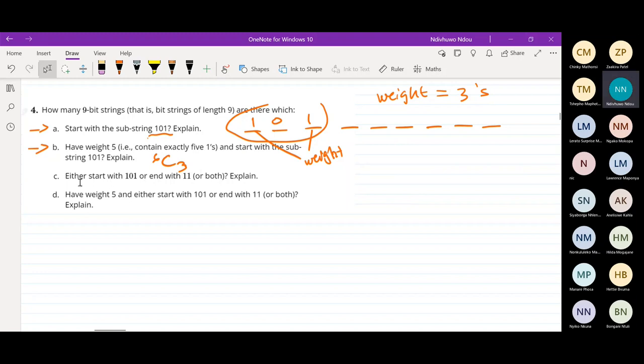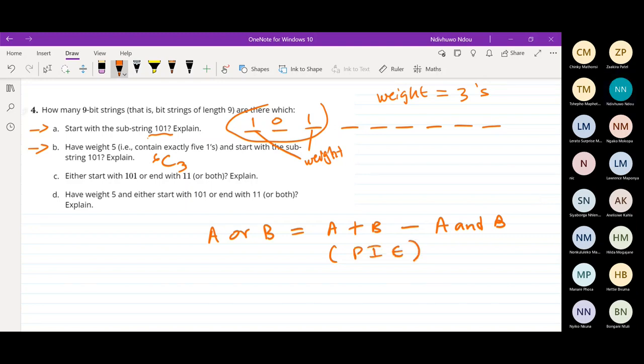Then it's number C, right? Can we use the principle of inclusion and exclusion? Yes, we can. Can someone just explain how we can solve it?